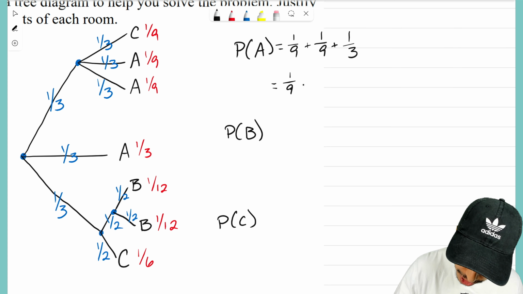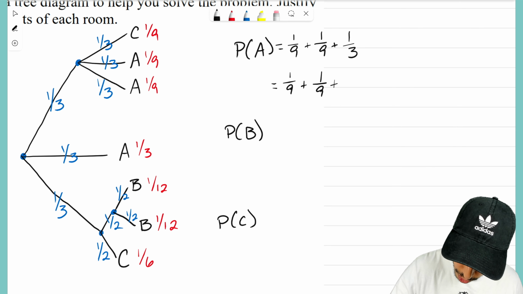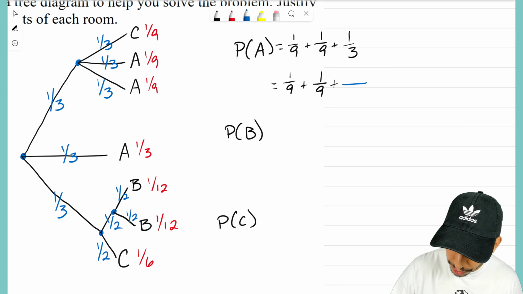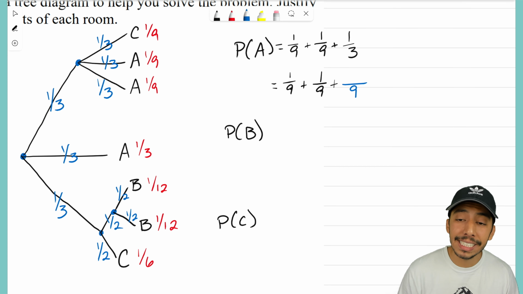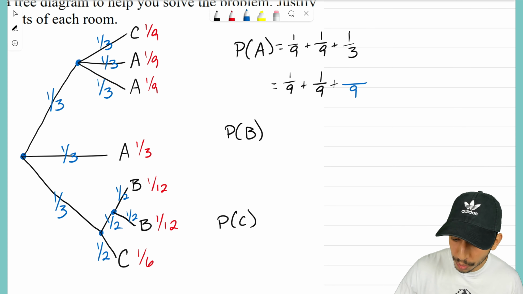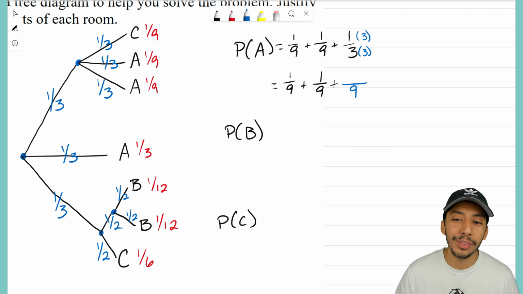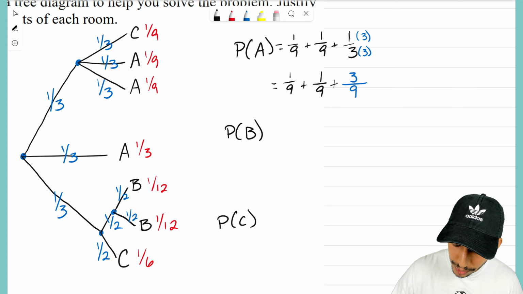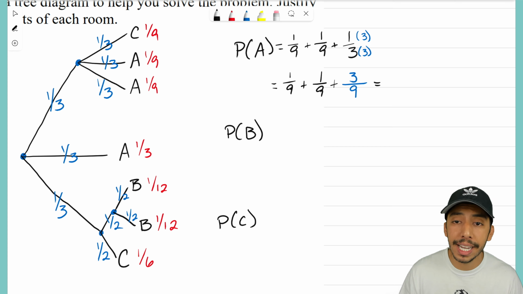Well, the first 2 fractions definitely have the same denominator, but our third one here doesn't. We need to change 1/3 so that it has a 9 on the bottom. And that's actually an easy fix. We just have to take 1/3 and multiply the top and the bottom by 3. So 1/3 becomes 3/9. We can add those all together now because 1/9 plus 1/9 plus 3/9.